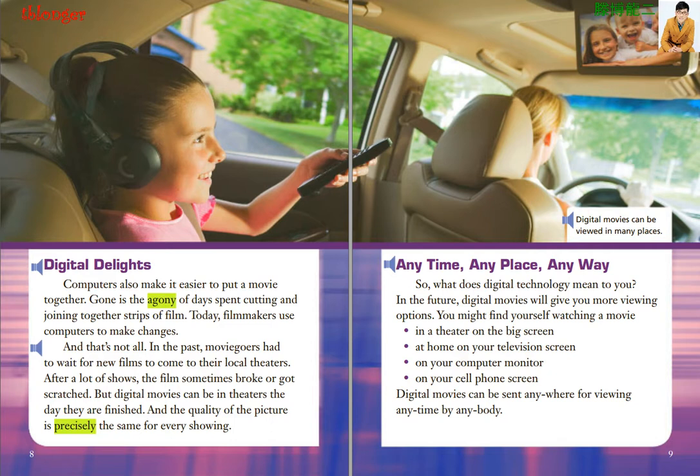And that's not all. In the past, moviegoers had to wait for new films to come to their local theaters. After a lot of shows, the film sometimes broke or got scratched. But digital movies can be in theaters the day they are finished, and the quality of the picture is precisely the same for every showing.